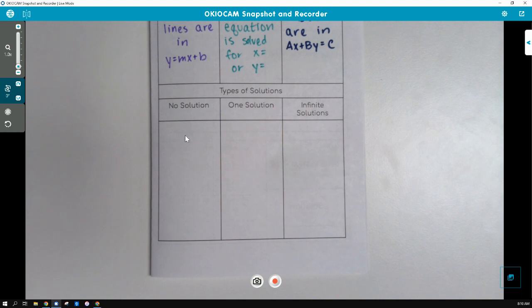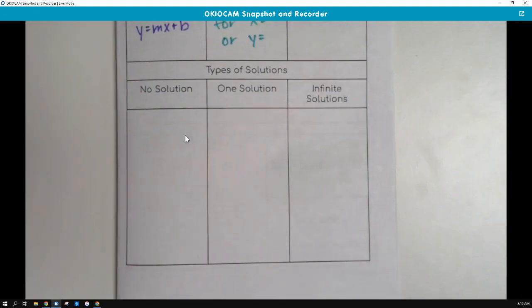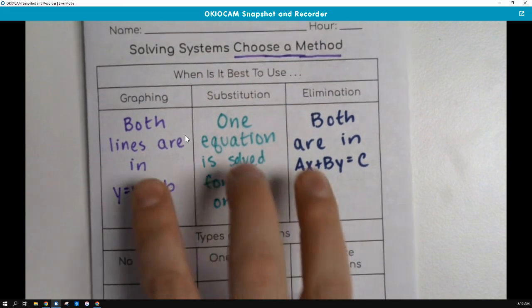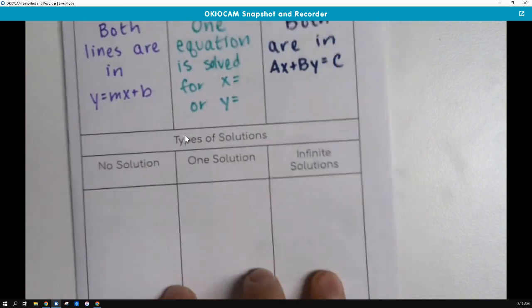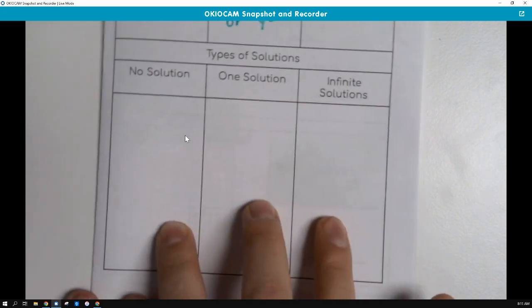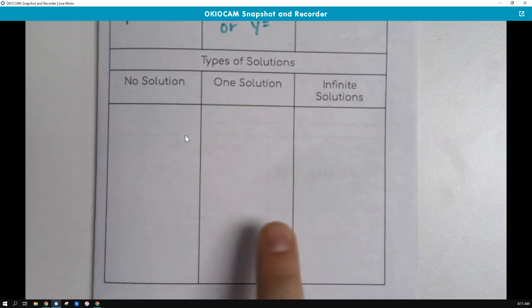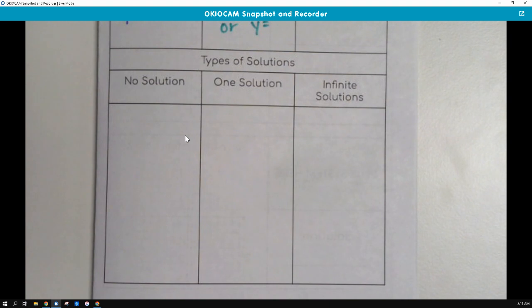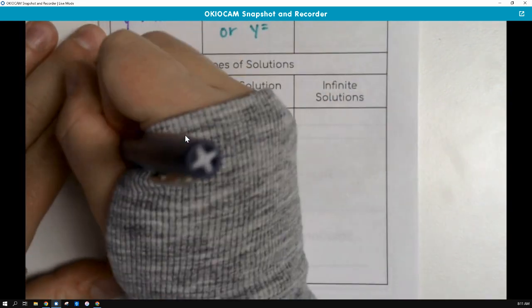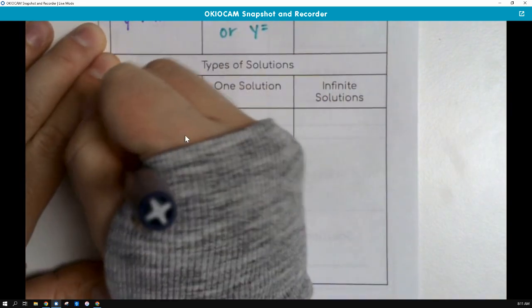The last thing is types of solutions. So we have 3 types of solutions. These are not related to these 3 types of solving. You can get any of these 3 types of solutions for any of these. And I want to show you in words and in pictures for the graphing ones what these 3 types of solutions look like. So no solution on a graph happens when we have parallel lines.